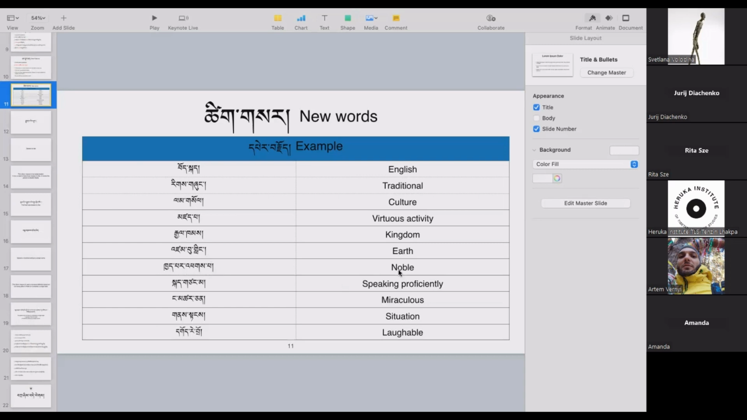Kebarpapa means noble. So, Jambuling means earth. Kebarpapa means noble, noble in merits and deed. Kezangma means speaking proficiently. Zangma usually means clean, but here Kezangma doesn't mean to have a clear voice. It means to speak a language proficiently. Wasarje means miraculous. Netang, situation. Gureto means laughable.